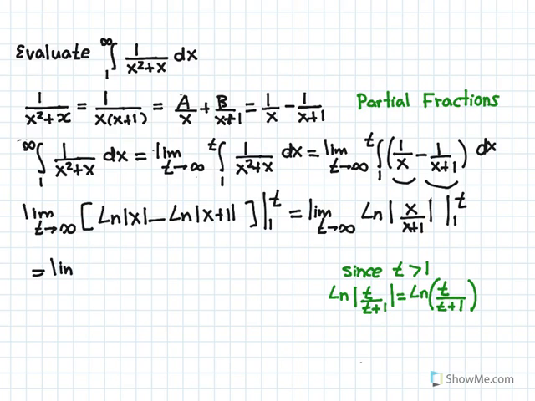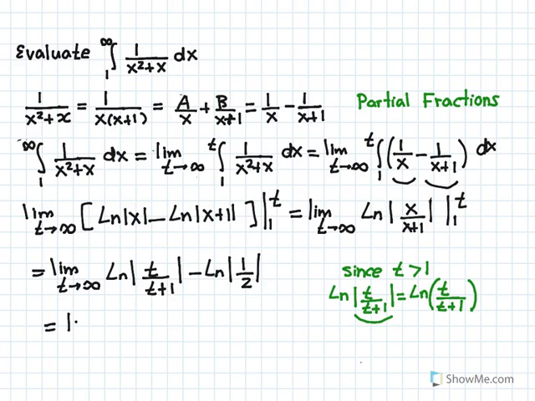That's going to give us the limit as t goes to infinity of log of t over t plus 1, applying the fundamental theorem of calculus, putting the upper limit in, minus log of 1 over 2. Now, we know that t is bigger than 1, which means that we don't need the absolute value. We can just write this as log of (t over t plus 1). All right, so let's do that. We have the limit as t goes to infinity of log of t over t plus 1, minus log of 1/2.